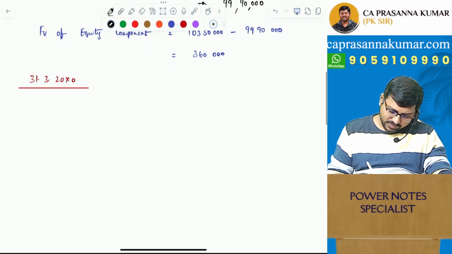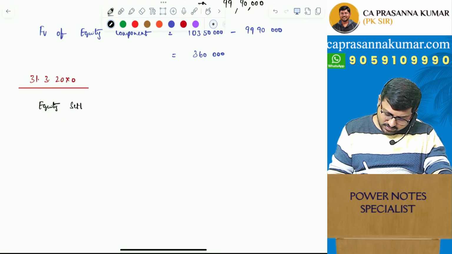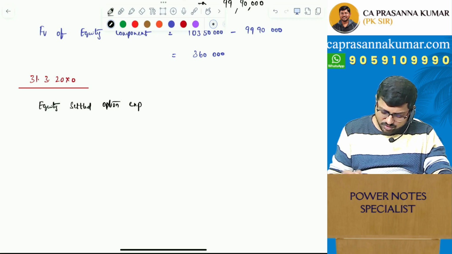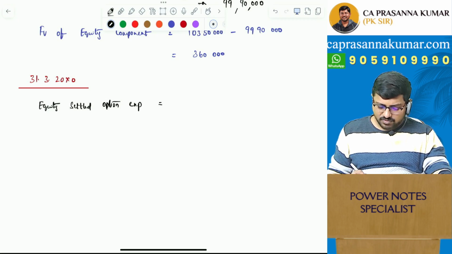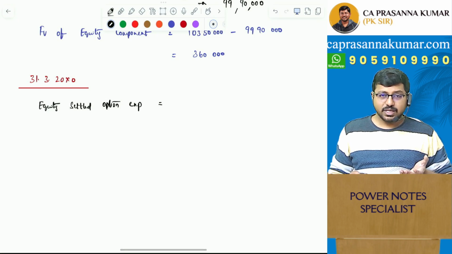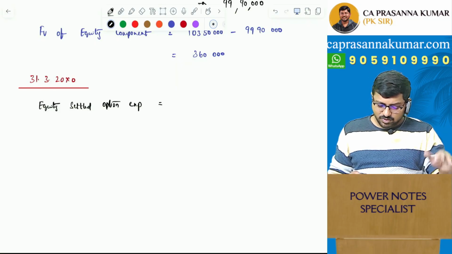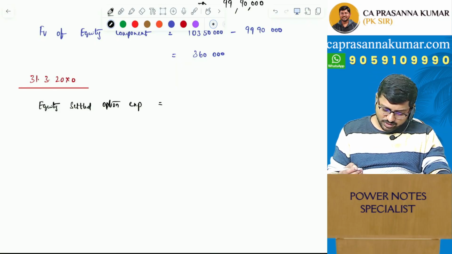Now, equity settled option expense. Actually, we need not do this separately. Only for this year, we'll do the calculation separately because anyway, it's a simple calculation. Next year onwards, we'll be doing the entry directly. No need to do a separate calculation. Anyway, equity settled option expenses.